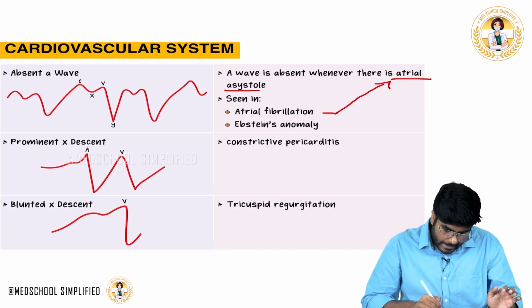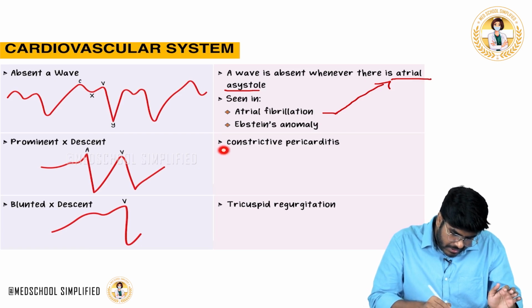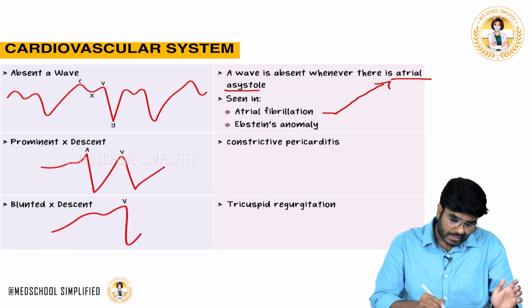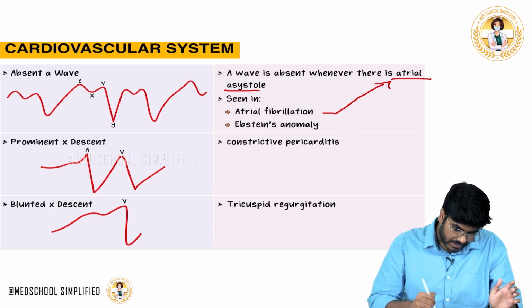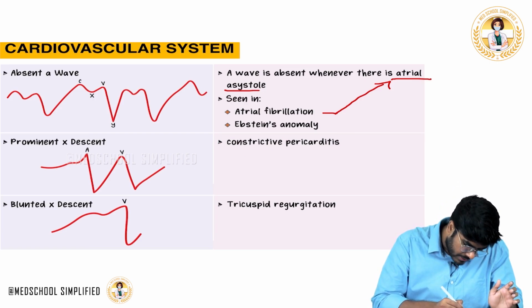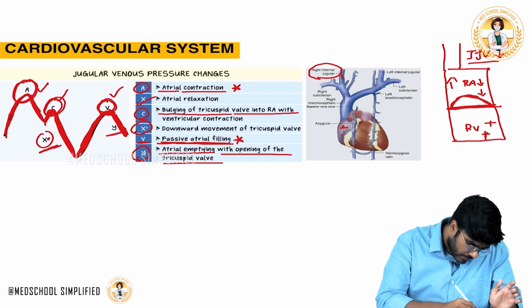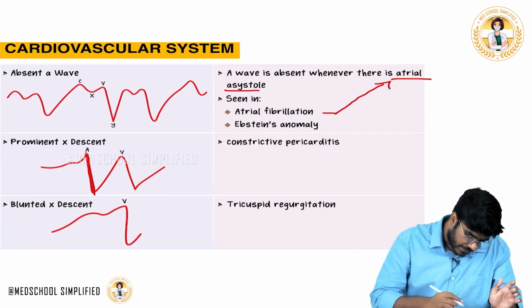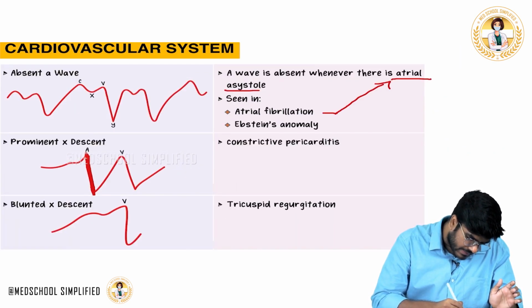Now after this, in the conditions like constrictive pericarditis, what happens? There is prominent X descent. Please concentrate. See, this is the X wave, right? Okay, it's very, very prominent. This is something normal, A wave, C wave and X wave is something like this. Now please look at here, it's very steep. There is a prominent X descent.